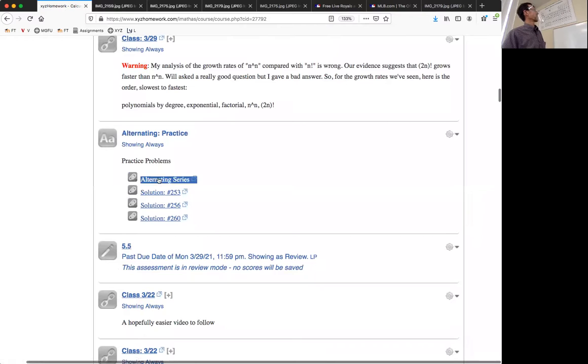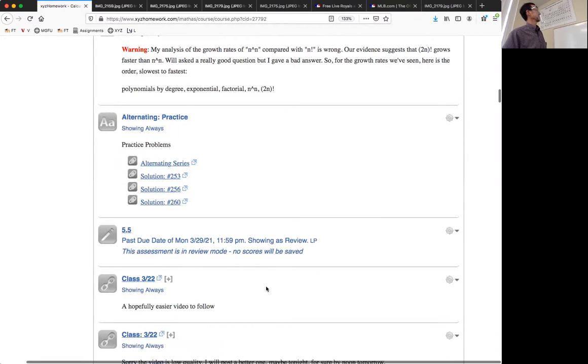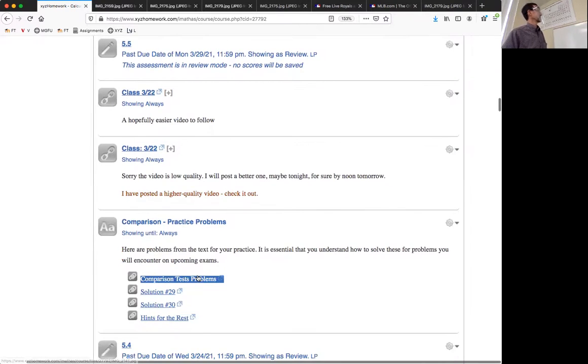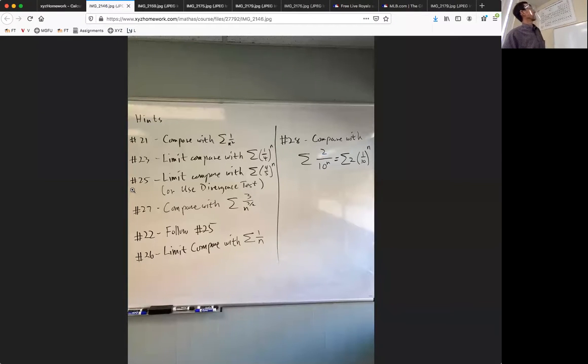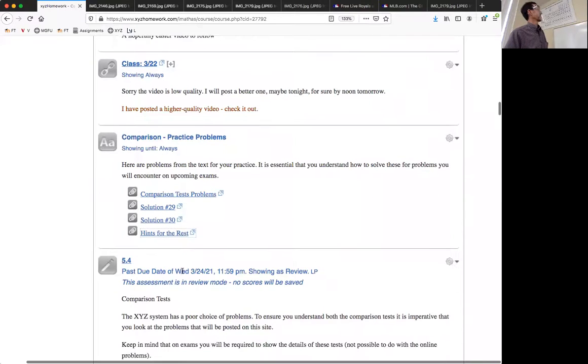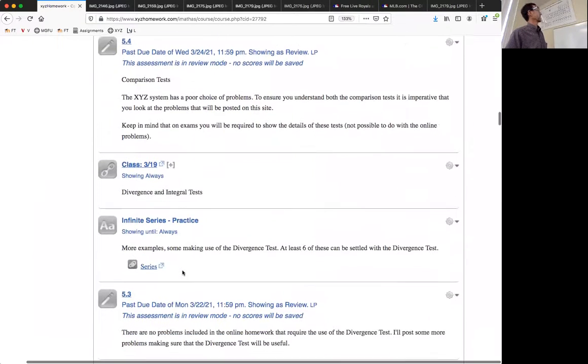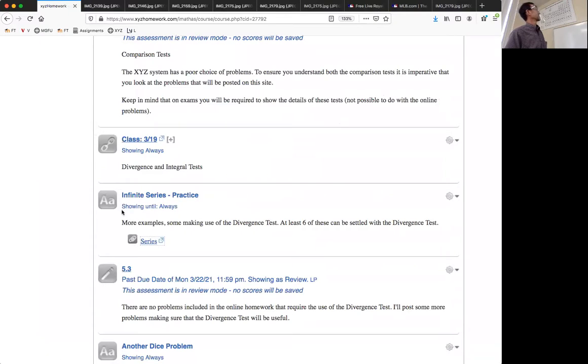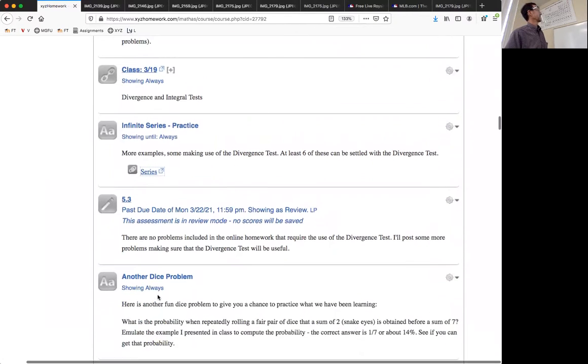Alternating series, here are some practice problems, 3 solutions posted. I think there are more comparison problems posted here, 2 solutions, hints for the rest. I think I tell you how many of them diverge, for each problem that I haven't posted solutions for, and I've given you an idea of a test that you can use. I think that might be it for supplementary. Oh no, here's some more: do they converge or diverge? So there is no shortage of things for you to practice on.